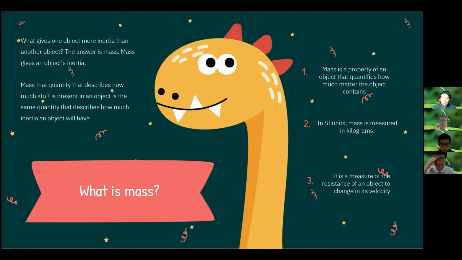Number 3, it is a measure of the resistance of an object to changes in its velocity. Good one. Are you clear about mass for now? Yes. Alex, are you clear? Yes, teacher. As there are no objections right here, I would like to proceed to my slide.